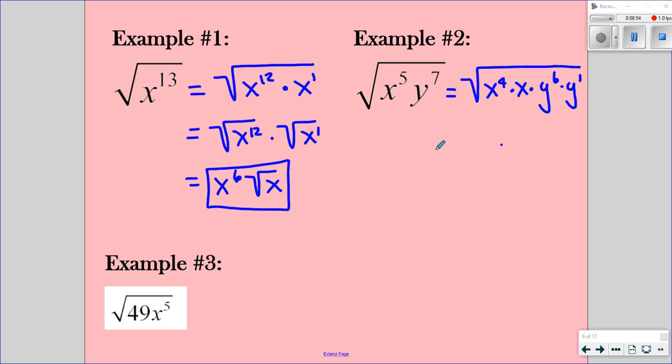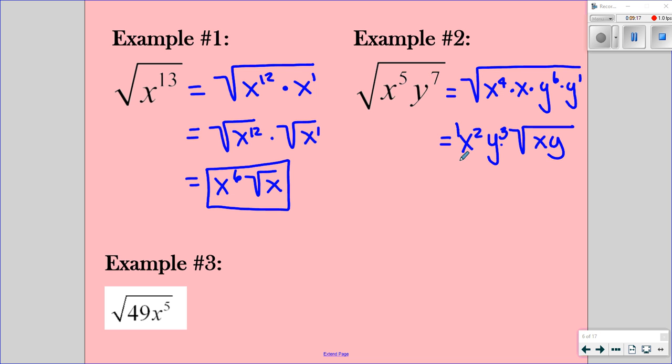All right, we got 2 different variables, so pay attention to that. So right away, x to the 4th, you divide it by 2. It's an even number. It'll give you x squared. And then you'll have y to the 6th. That divided by 2 will be y to the 3rd. What's left underneath is the x and the y. You just leave it as x times y underneath the radical.